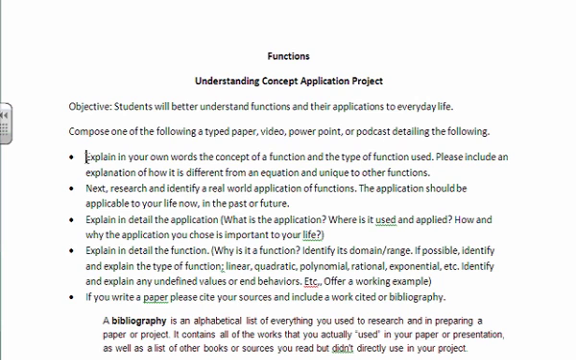You have to properly explain in your own words the concept of a function. So you have to research this, identify what that is, what we talked about in class. So that hopefully shouldn't be too hard.